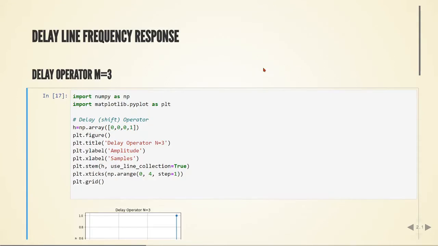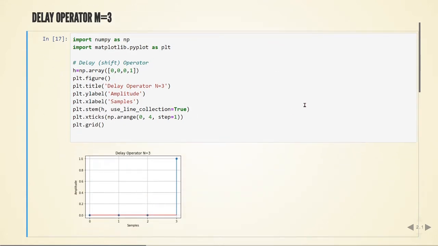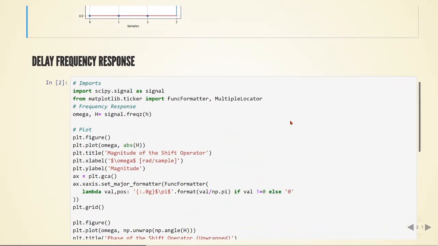Here we're going to calculate the frequency response of a delay line when M equals 3. So here we define our delay operator, or our shift operator. So we have 3 zeros and then a 1. And for the frequency response, we're going to use scipy.signal with freqz.